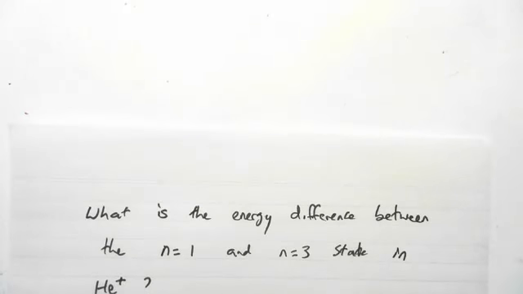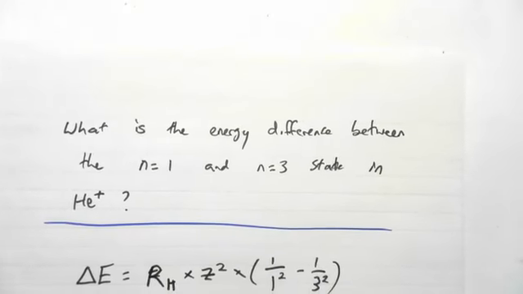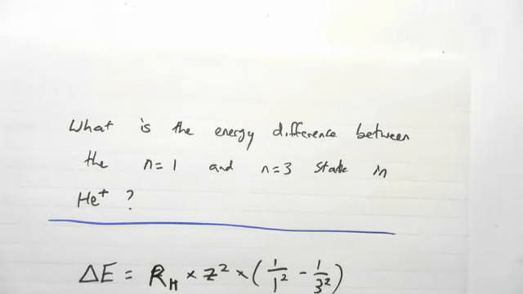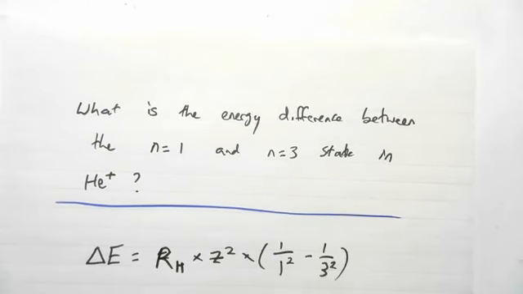Another example of a quantum chemistry equation is: what is the energy difference between the n equals 1 and n equals 3 state in helium plus? So helium plus has 1 electron, so it's a hydrogen-like atom, and so the change in energy you can calculate using the Rydberg equation. It's the Rydberg constant for hydrogen times the atomic number squared times the difference between 1 on the first energy level squared minus 1 on the other energy level squared.